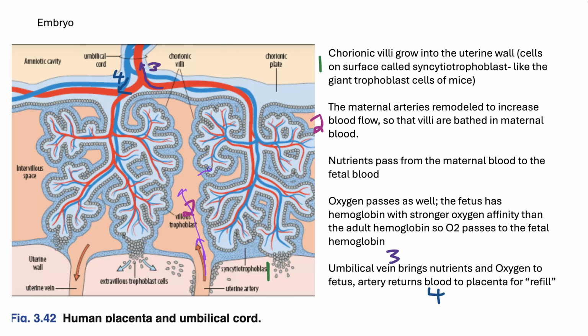So nutrients go in, and they are transported to the umbilical vein, which is the red one. So nutrients pass into the fetal blood system, just through diffusion across here. But oxygen also passes. And one of the reasons is that the fetal hemoglobin molecule is a different one from the one of the adult, and it has a higher oxygen affinity.